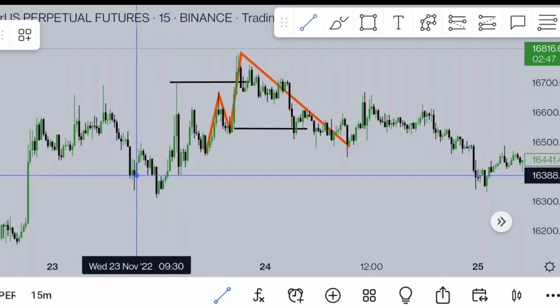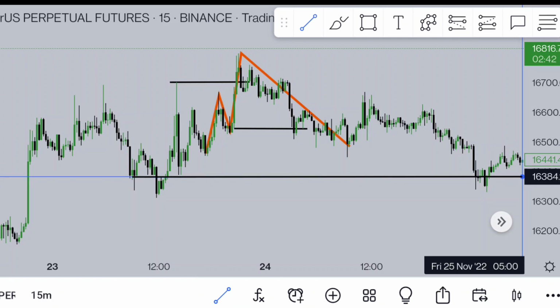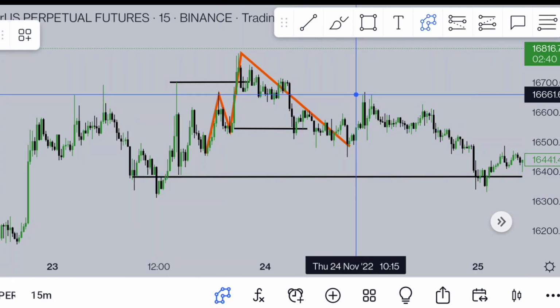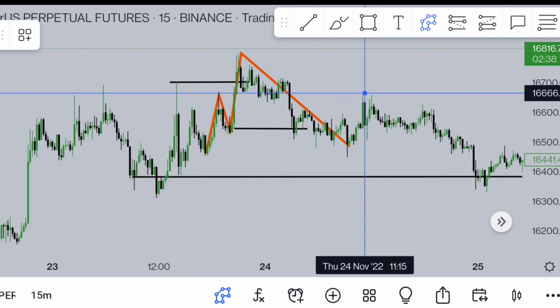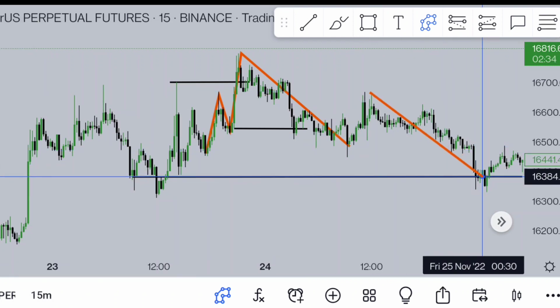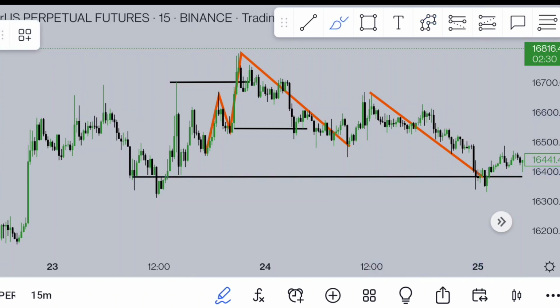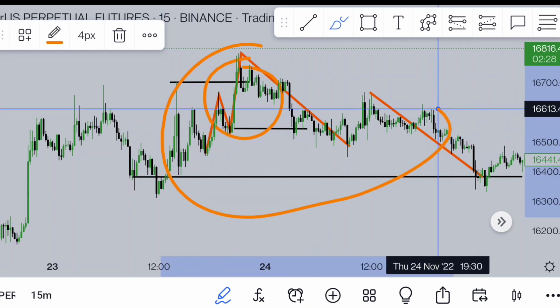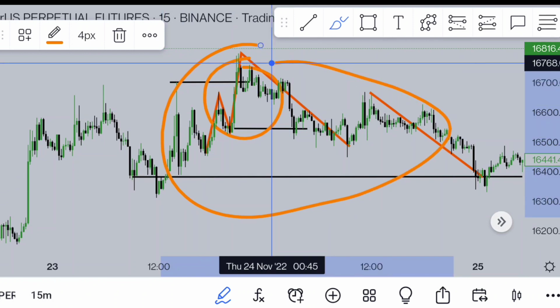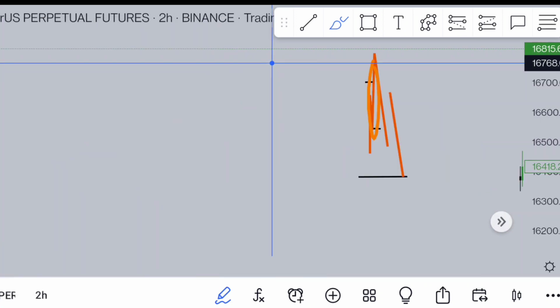Okay, so you will draw a line here. This will be your target. Okay, you will short here once the fair value gap gets filled at 16670, and you will short towards 16384. So you got two structures here. One was this one, and now a bigger structure. Now if you move to higher time frames, you will see an even bigger structure here. Let me try if I get one.